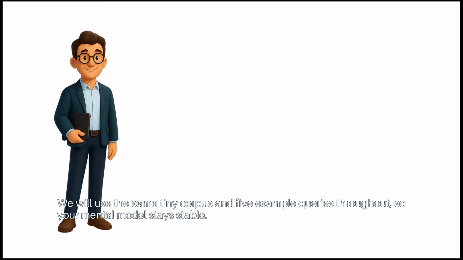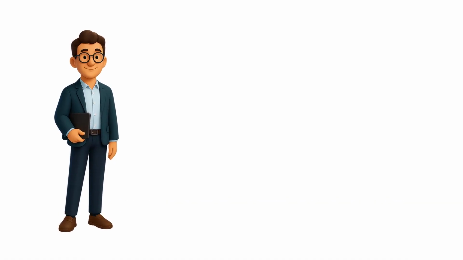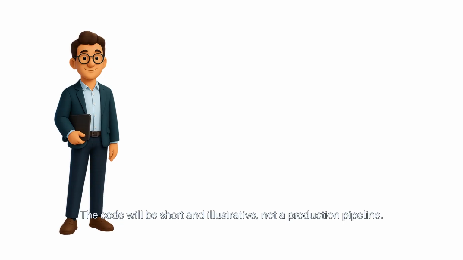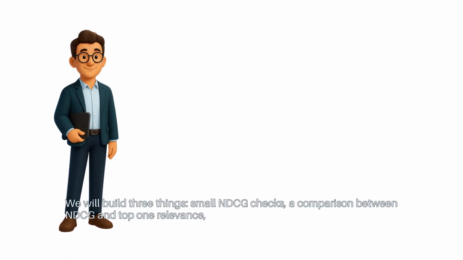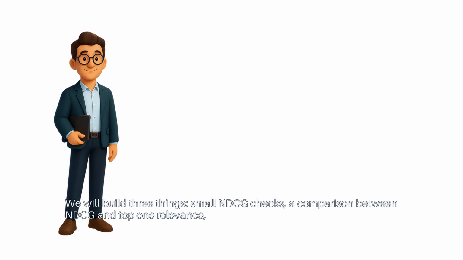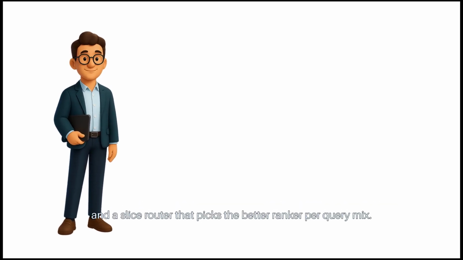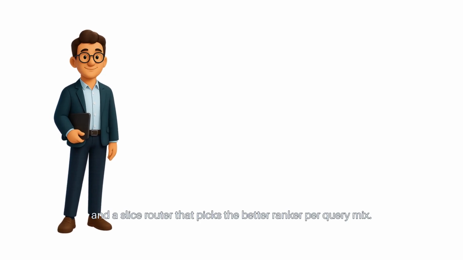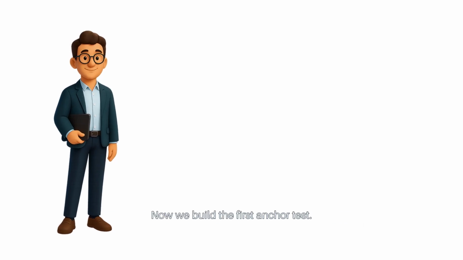We will use the same tiny corpus and 5 example queries throughout, so your mental model stays stable. The code will be short and illustrative, not a production pipeline. We will build 3 things: small NDCG checks, a comparison between NDCG and top one relevance, and a slice router that picks the better ranker per query mix. You will finish with a plan to add these checks to your CI. Now we build the first anchor test.